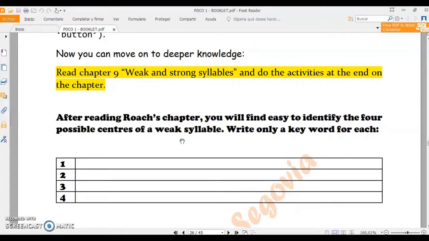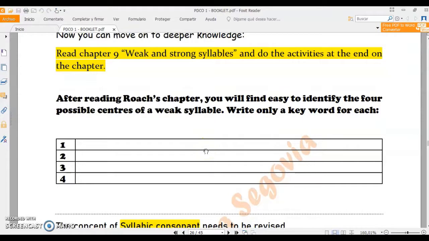For chapter 9, I want you to focus first on the characteristics of strong syllables and the characteristics of weak syllables. Pay attention to those things. Try to use it as a guide. Try to focus on what a syllabic consonant is. So, again, please focus on what the characteristics of strong syllables are, what the characteristics of weak syllables are, you can name them here, and pay attention to syllabic consonants, and what else?